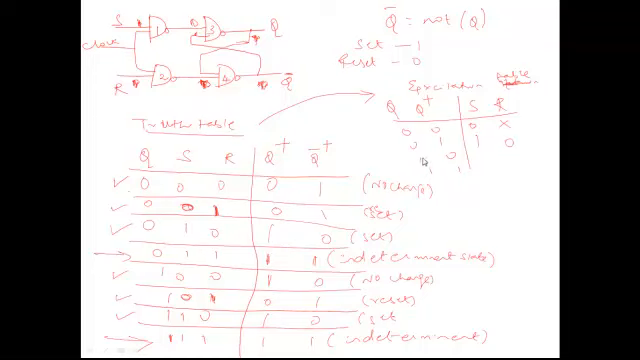Next, Q is 1, Q plus is 0. Q is 1, Q plus is 0 only in this combination. In that, S is 0, R is 1. And finally 1 and 1.